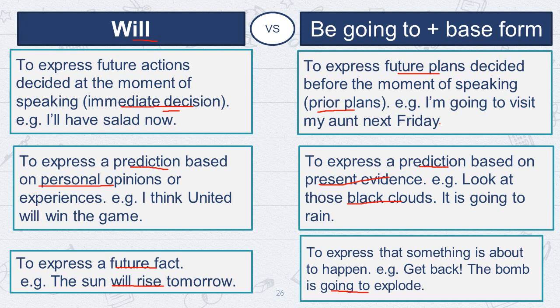Now on the other hand, be going to plus base form is used to express a prediction based on present evidence. For example, look at those black clouds. It is going to rain. Next, number 3, will is used to express a future fact. For example, the sun will rise tomorrow. And on the other hand, be going to plus base form is used to express that something is about to happen. For example, get back, the bomb is going to explode.